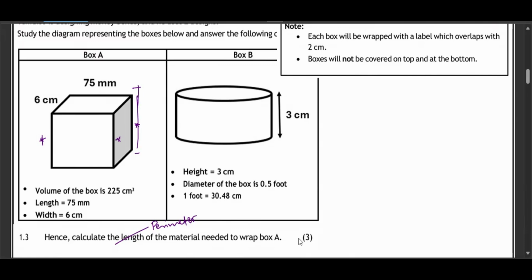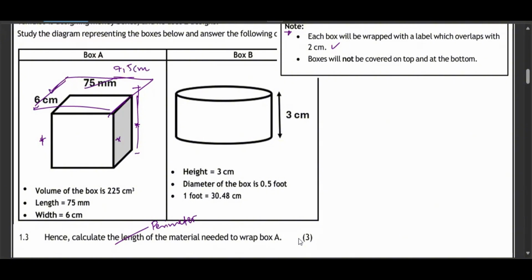If you're wrapping, you wrap that side, you come to this side you wrap, you go to that side you wrap, that other side you wrap. How long is it going to be? In other words, we're looking at the perimeter. But take note, there's a note here. Each box will be wrapped with a label which overlaps with 2 centimeters. So these are centimeters. We changed this to centimeters also. And these are centimeters.